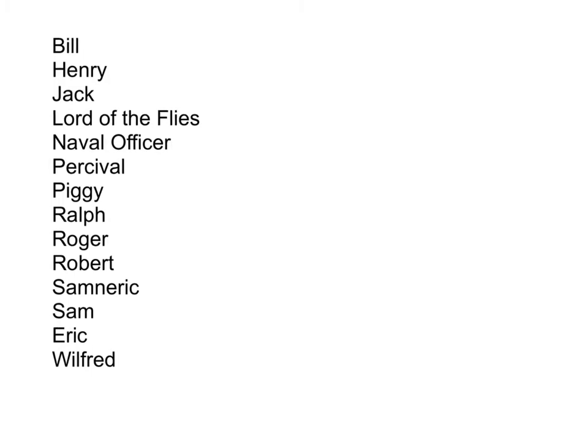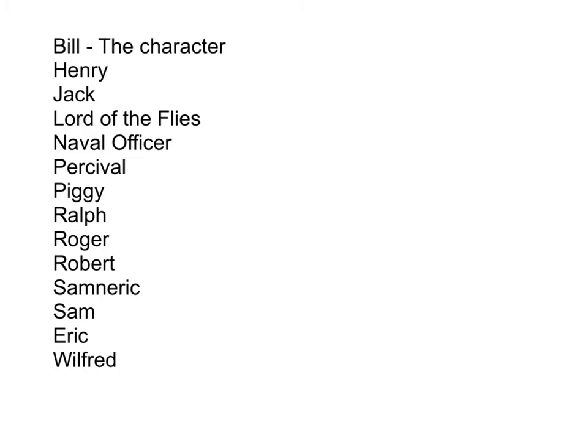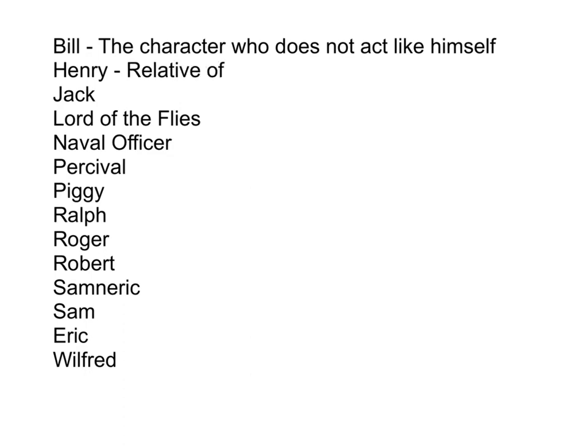Some of the characters you might not remember. In terms of Bill, the character Ralph sees who doesn't act like himself. They say, Bill was not Bill, it was a different Bill. Okay, so it was one of those weird moments. Henry, we've seen a lot about Henry in terms of being teased, but one of the most important things that maybe was de-emphasized by me, but should be emphasized, is the fact that he's a relative of the kid who goes missing.